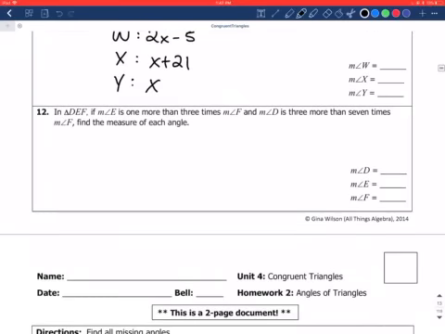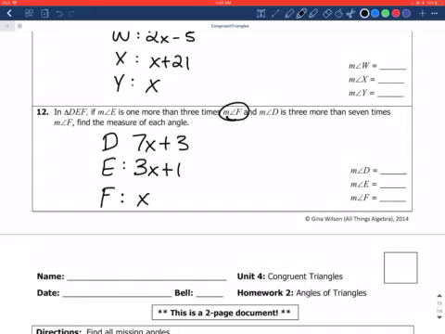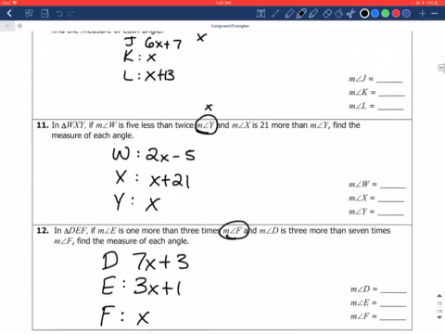In DEF, E is 1 more than 3 times F. So that means F is going to be our X. E is 1 more than 3 times that, 3x plus 1. And D is 3 more than 7 times F. So D will be 3 more than 7 times that, 7x plus 3.